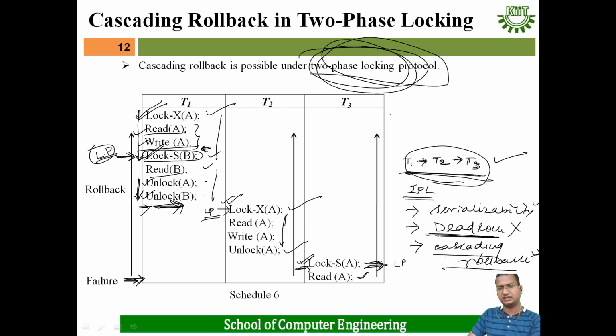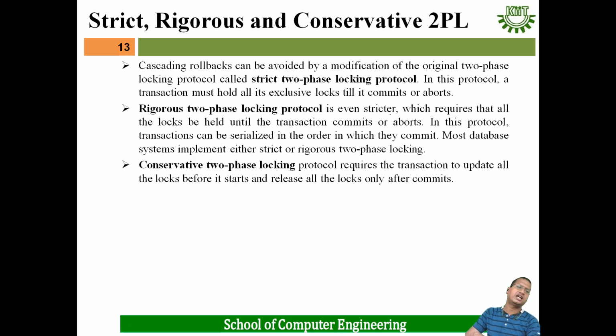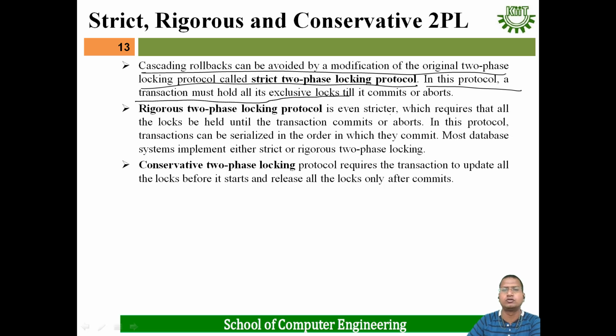That's why, to avoid this deadlock and cascading rollback, we have to modify the two-phase locking protocol. That's why another few concepts came: one is strict, another is rigorous, another is conservative 2PL. First, we will see what is strict. Cascading rollbacks can be avoided by modifying the original two-phase locking protocol, called strict two-phase locking protocol. In this protocol, a transaction must hold all its exclusive locks till it commits or aborts.